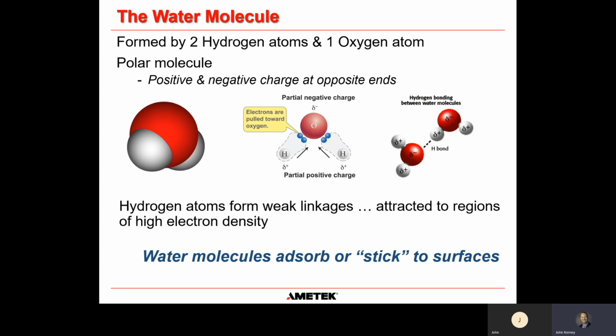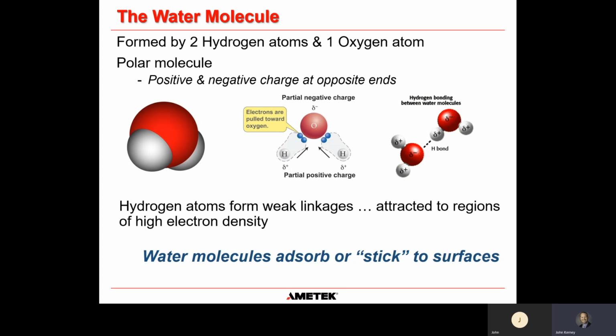What that allows water to do is bond with itself through this process called hydrogen bonding, where the negative oxygen on one water molecule will bond with a positive hydrogen area on the other water molecule. And in fact, for any given water molecule, it can form hydrogen bonds with up to 4 other molecules. So it can do quite a bit of hydrogen bonding itself.